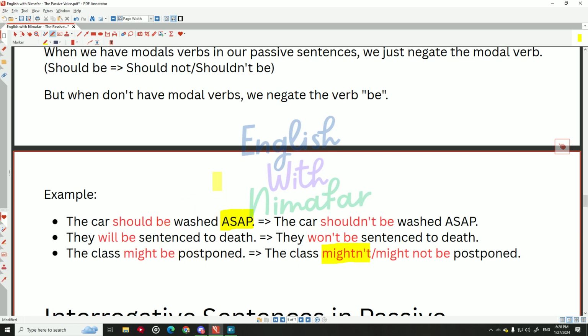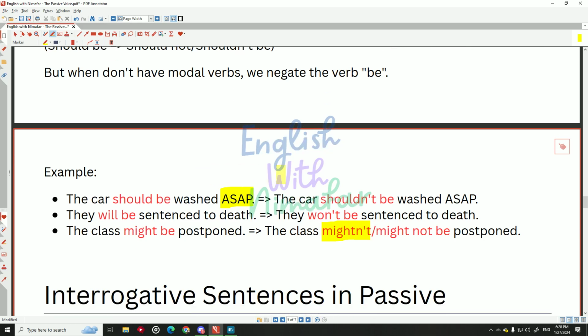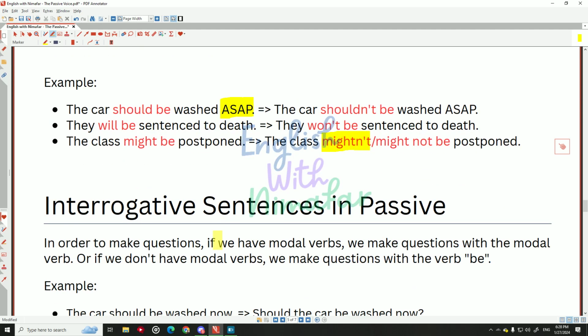But we have some contracted forms of modal verbs like shall not, shan't, may not, mayn't, mightn't. But we don't use them anymore. That's like old English. So we say might not be. Like I am not. We can't say I amn't. We say I am not.